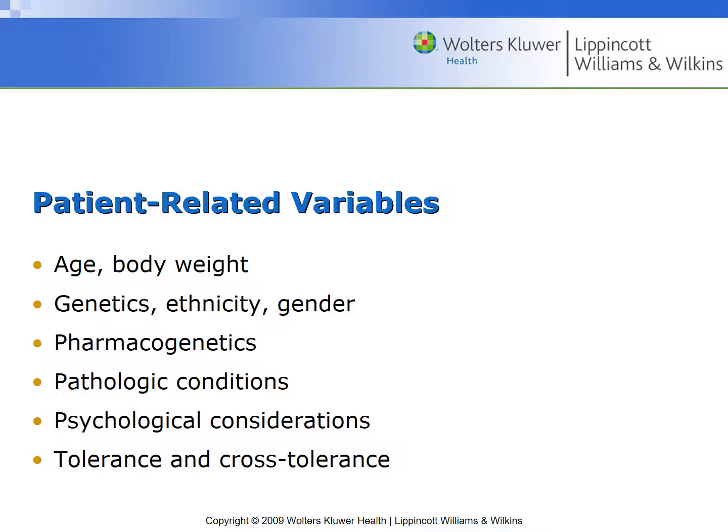Distribution, we have a decrease in the levels of albumin protein, decrease in the body mass, decrease in body fat, increase in body fat, a decrease in the body water, a decrease in cardiac output, decrease in blood flow. So that can all affect the distribution.